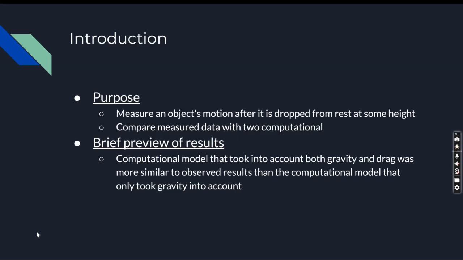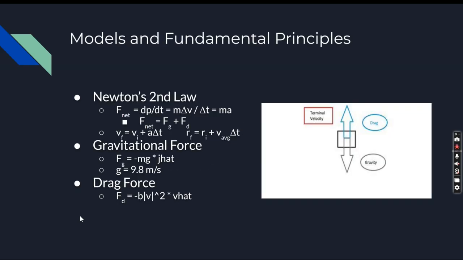So the purpose of this lab is to measure an object's motion after it is dropped from rest at some height, and then at the end of the lab, I will compare my observed data with two computational models. The computational model that took gravity and drag into account was much more similar to my observed results than the computational model that only took gravity into account.